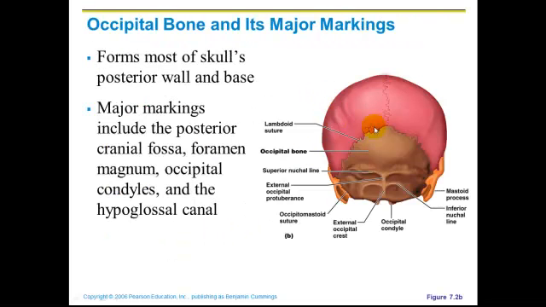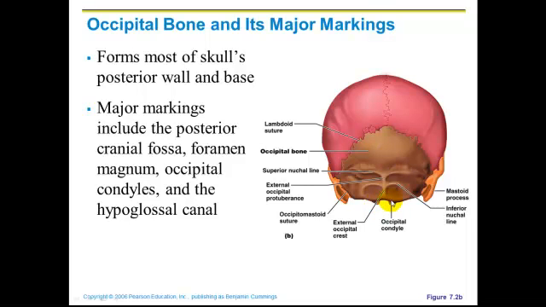Looking at the posterior view, here we see the 2 parietal bones. We can clearly see the sagittal suture between the 2 parietal bones running sagittally. Here is the lambdoid suture. That lambdoid suture is shaped like an upside down V, which is the Greek letter lambda. This large bone in here is the occipital bone. The occipital bone has some very important structures on it.